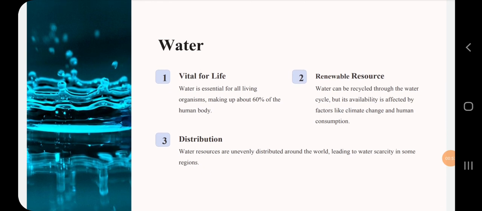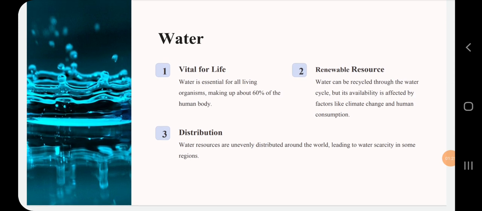Water. Water is vital for life. Water is essential for all living organisms, making up about 60% of the human body. Renewable resource. Water can be recycled through the water cycle, but its availability is affected by factors like climate change and human consumption. Distribution. Water resources are unevenly distributed around the world, leading to water scarcity in some regions.